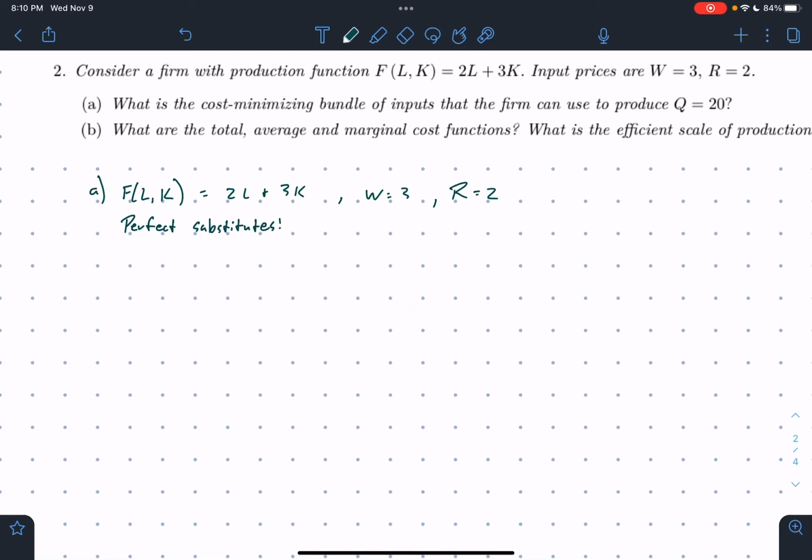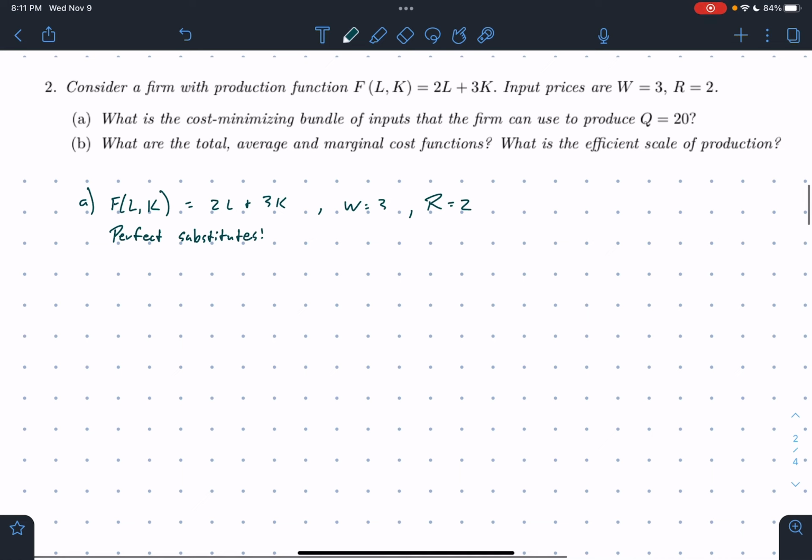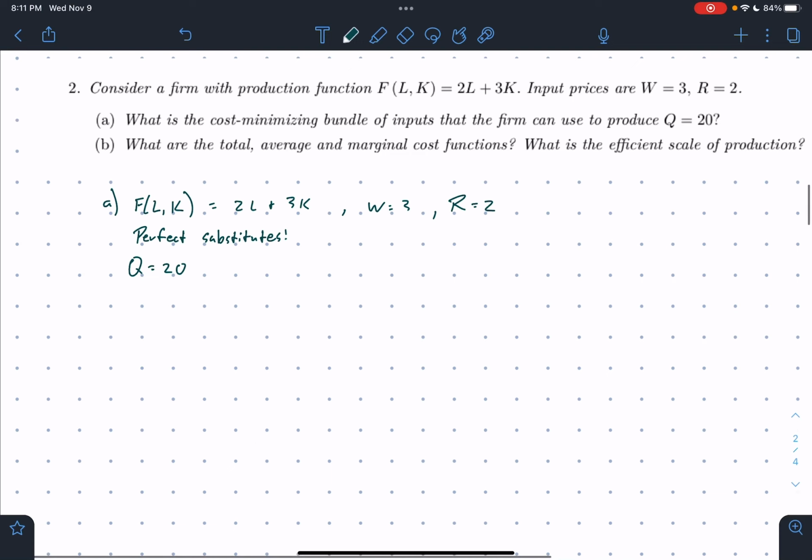So what this means is we're going to have a constant MRTS. This means that we're going to substitute between these inputs at a constant rate. So for part A, we want to find the cost minimizing bundle of inputs that we can use to produce Q = 20. We want to find the cheapest way of doing so.